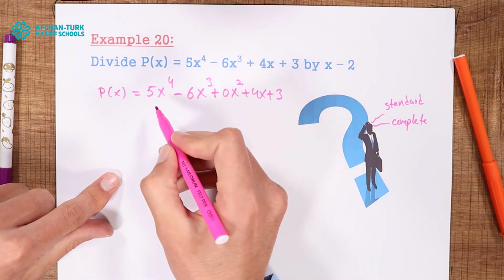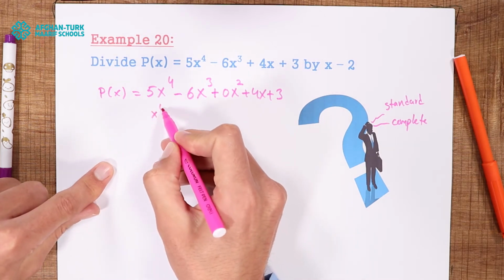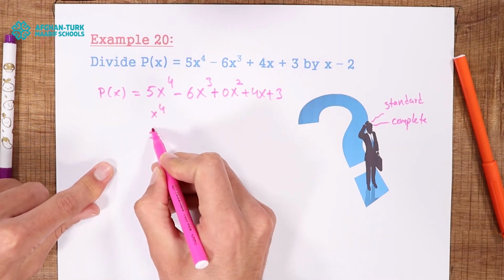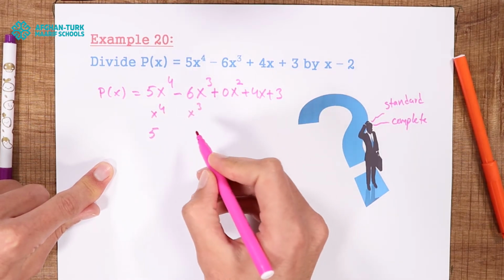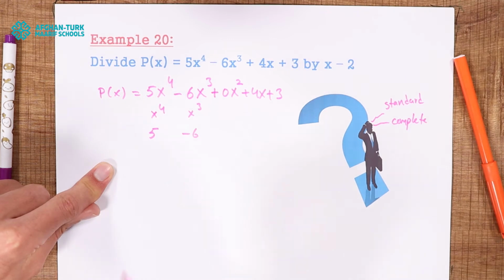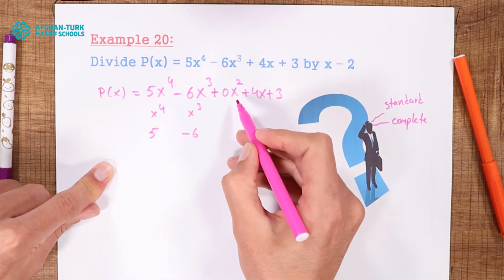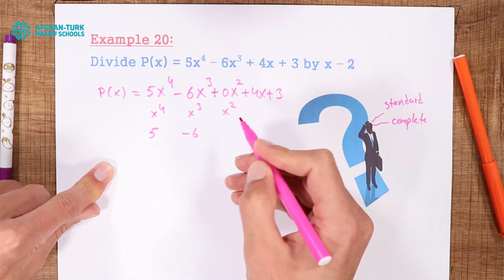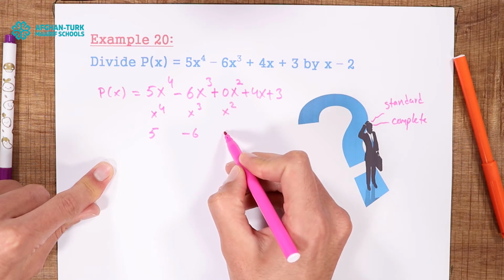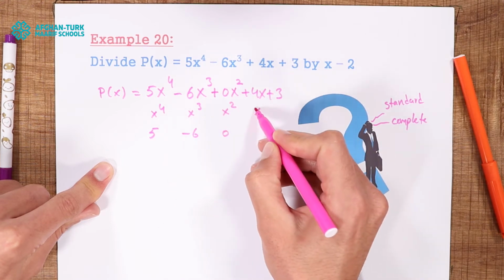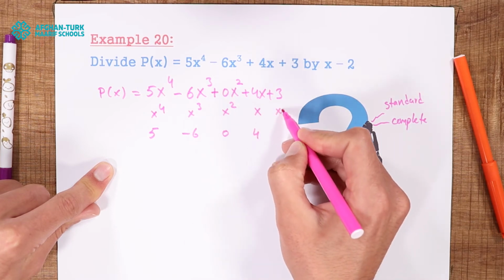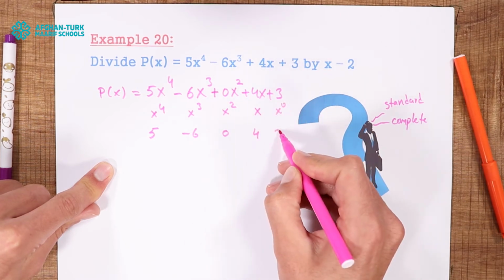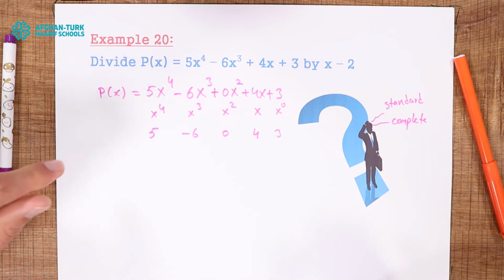So here we can see that for x to the power of 4 we have 5 as the coefficient, and for x to the power of 3 we have minus 6 as the coefficient, and for x to the power of 2 we have what? We have 0 as the coefficient, and for x to the power of 1 we have 4, and for x to the power of 0 we have what? We have 3. 3 is the coefficient.